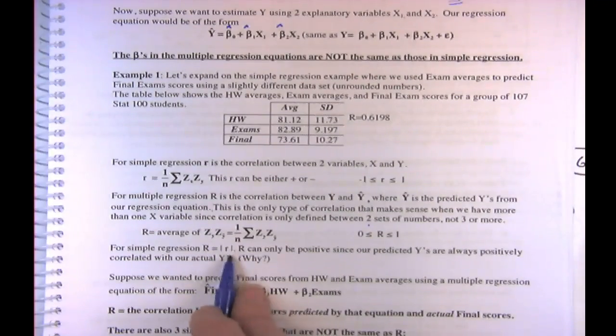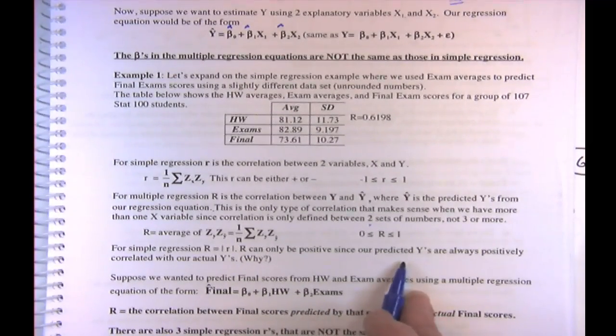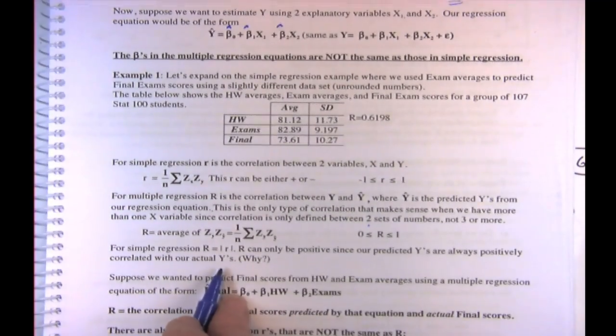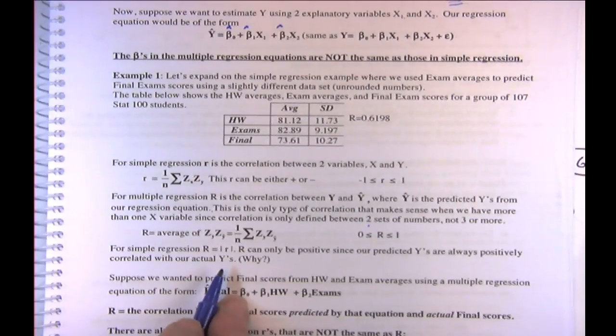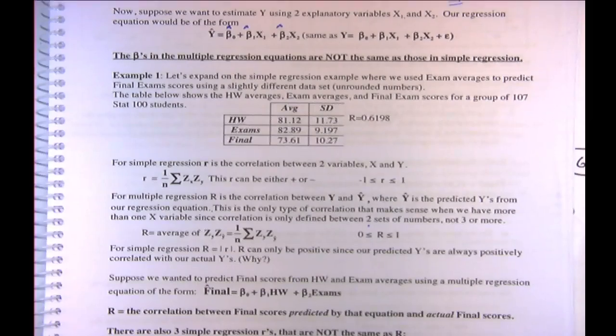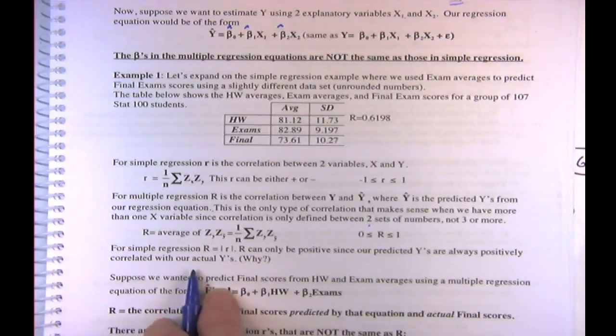for simple regression, it's the same thing as the correlation coefficient, the positive correlation coefficient. It can only be positive since our predicted Ys are always positively correlated with our actual Ys. Our X and Y can be negatively correlated, but we're going to make a prediction as close as possible to our actual values. If it's a negative correlation, we'll still get as close as possible, we just reverse the sign. We're not going to predict the opposite. So they're always positively correlated.